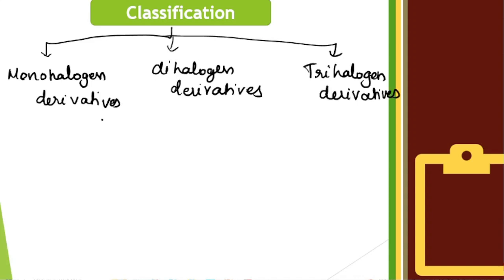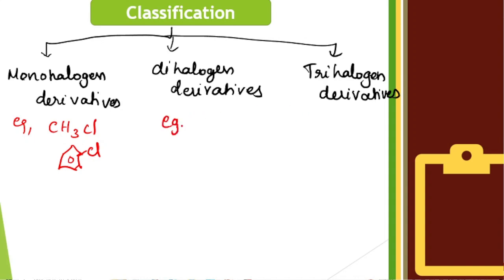Okay. So what are monohalogen derivatives? Just see, mono. What is the meaning of mono? Mono means one. So only one halogen will be there. That is called monohalogen derivatives. CH3Cl is an example in case of haloalkane. In case of haloarene, the benzene ring attached to one Cl can be the example for the monohalogen derivatives.